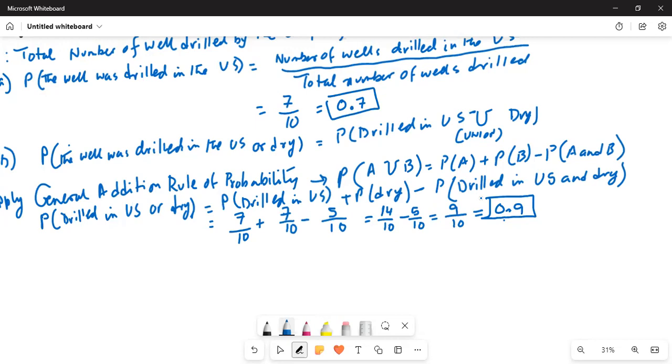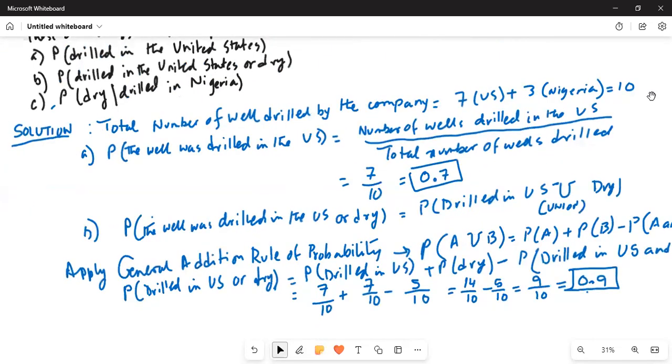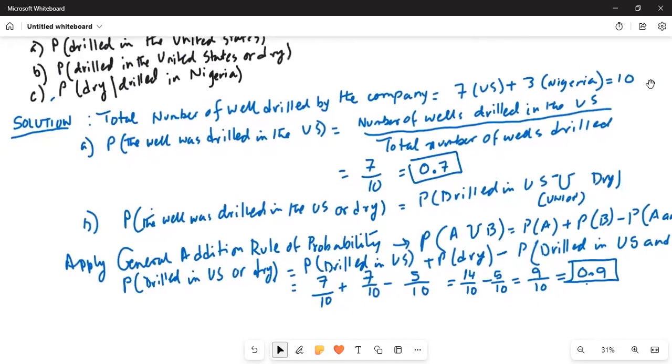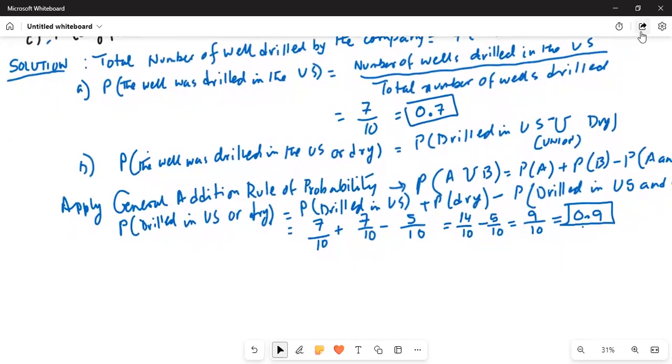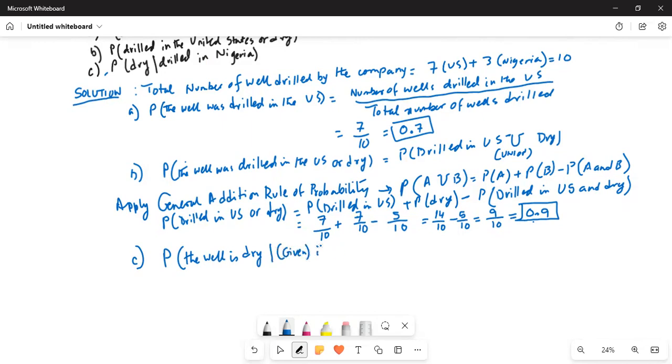Now let's move a little bit up and read part C of the problem. Part C says, what is the probability that the well is dry given it is drilled in Nigeria? So part C, probability the well is dry, given it was drilled in Nigeria.